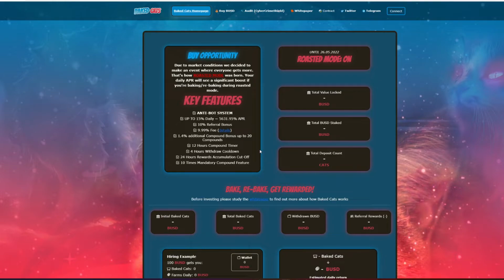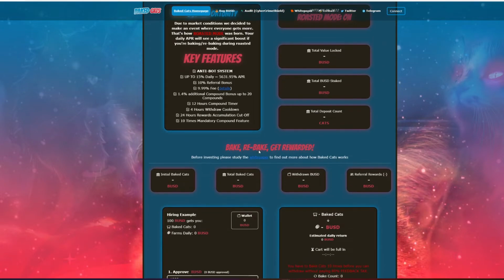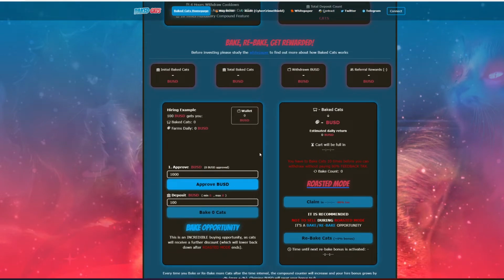1.4% additional compound bonus, up to 20 compounds. 12 hours withdrawal timeout, 4 withdrawal countdown, 24 hours rewards accumulation cutoff, and a 10 times mandatory compound feature there. So it's a bit like Crop Farmer. Bake, rebake, and get rewarded. Before investing, please study the white paper to find out more about how Baked Cat works.